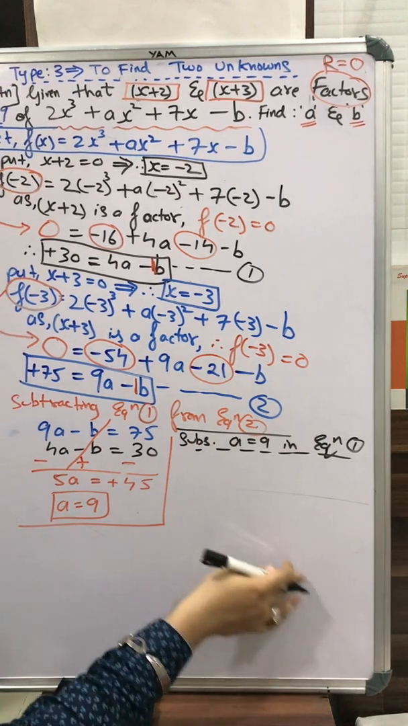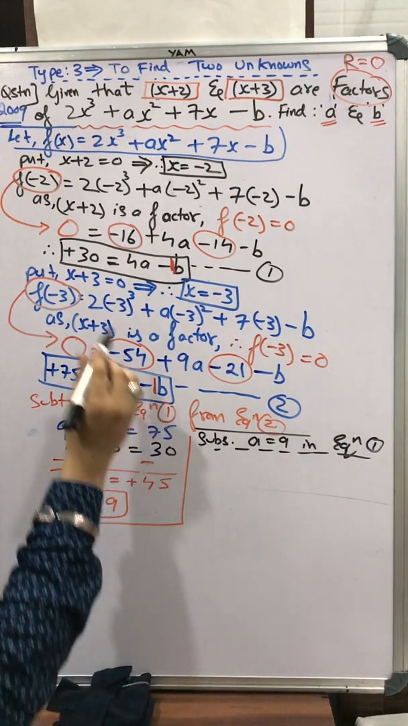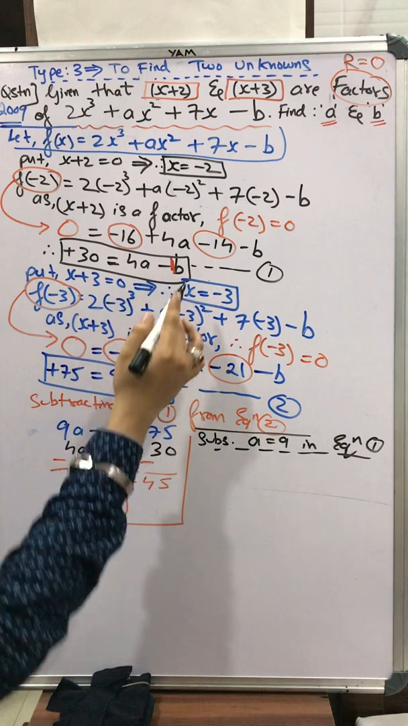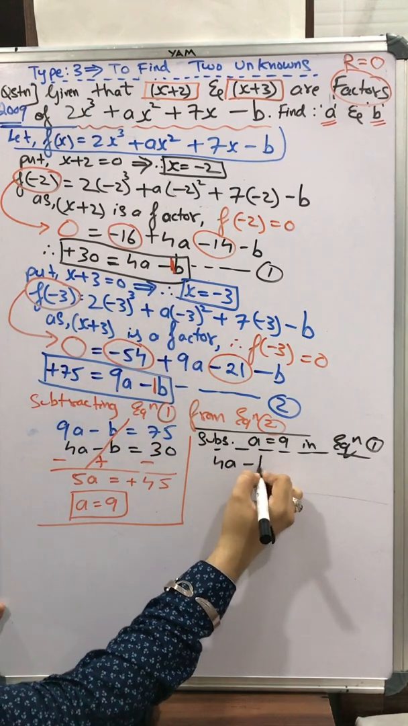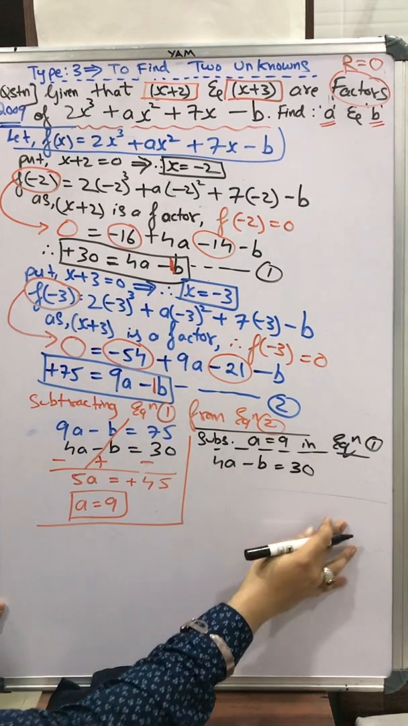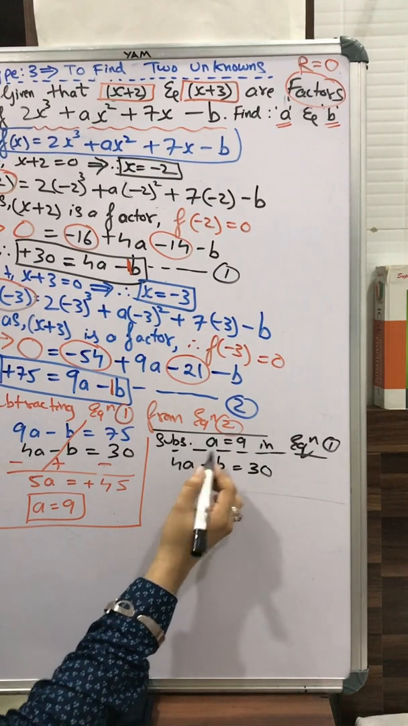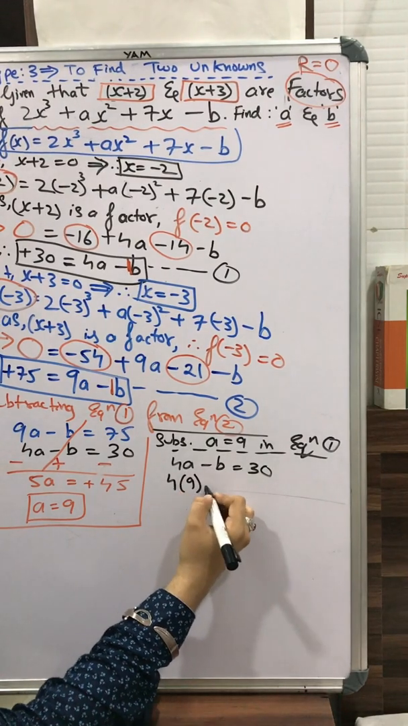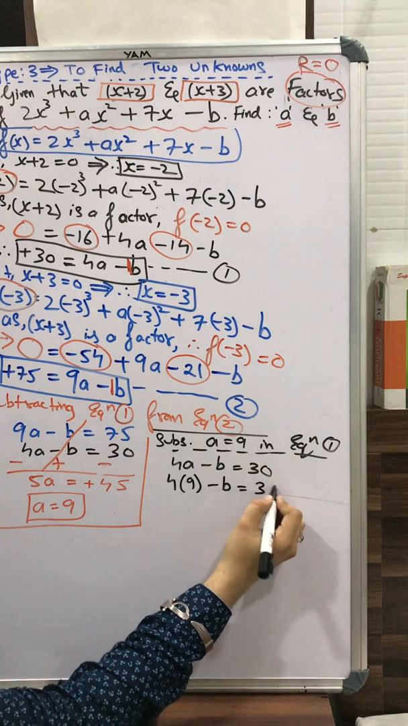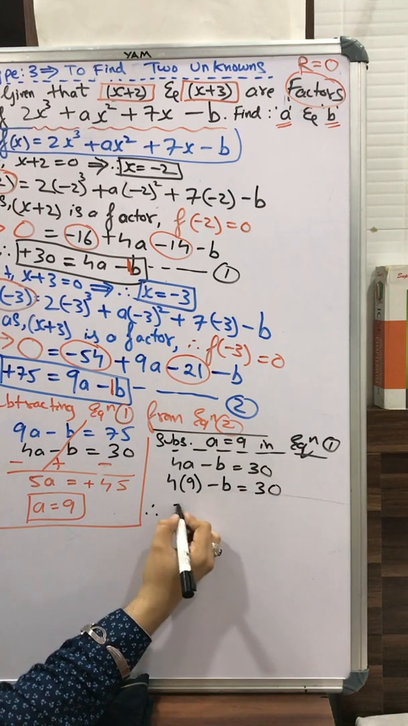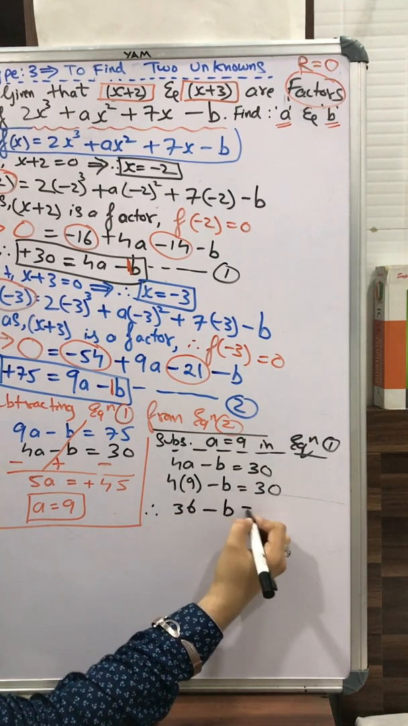Okay, my equation 1 is what? My equation 1 is 30 is equal to 4a minus b. So I'll write here 4a minus b is equal to 30. Okay, so here at the place of a I'll substitute 9. 4 into 9 minus b is equal to 30. 9 4s are 36. 36 minus b is equal to 30.